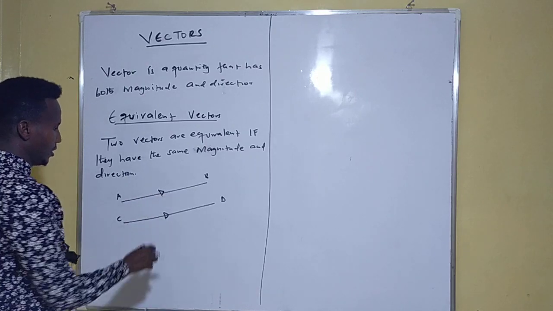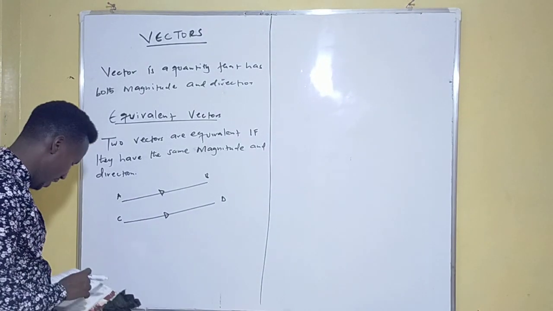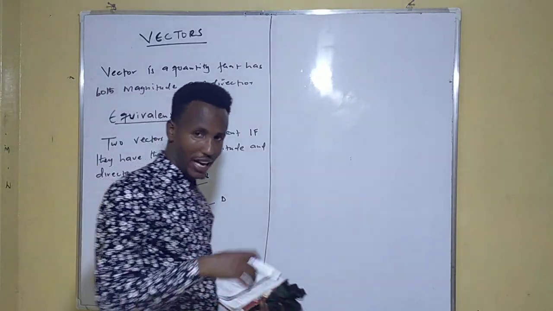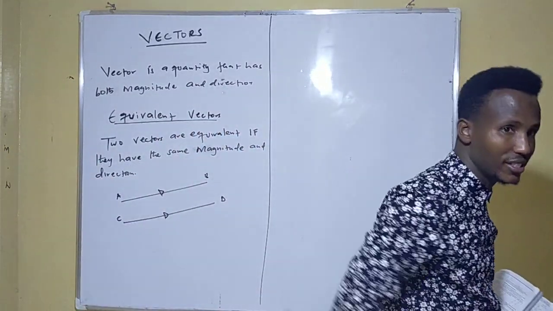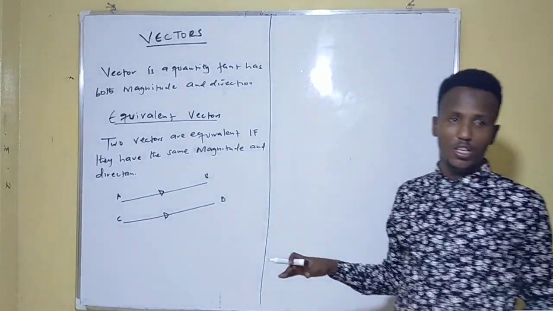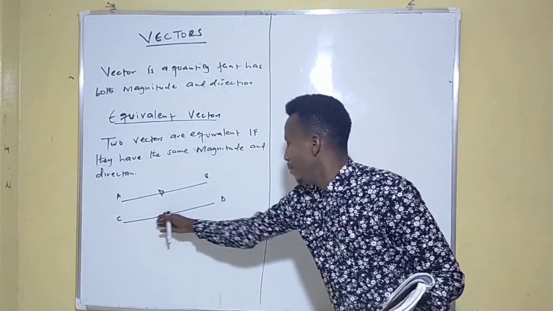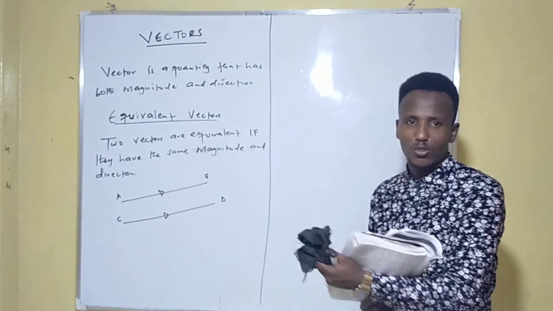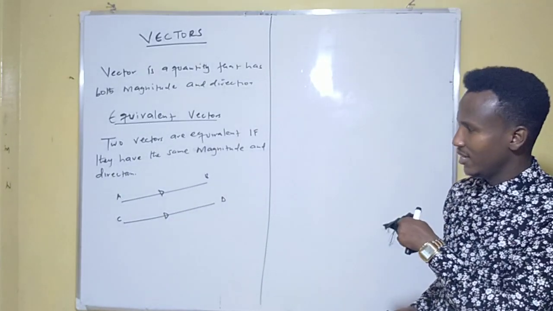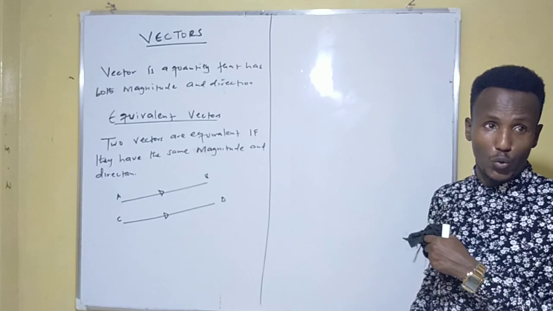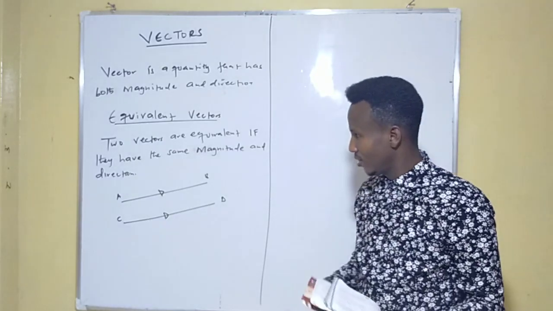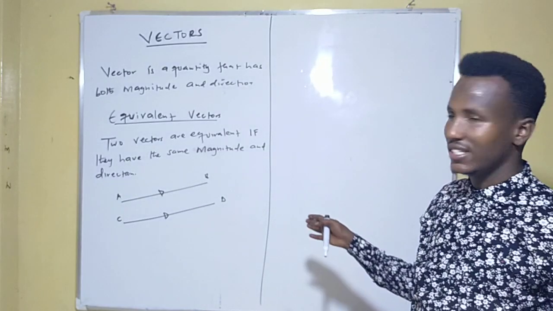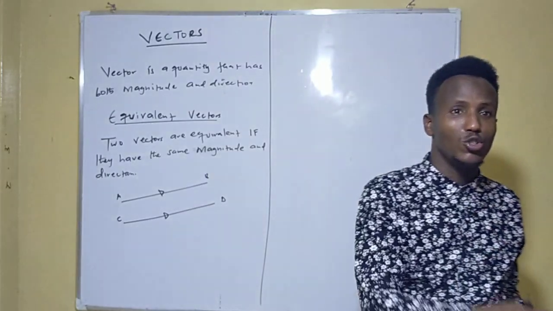These two vectors are equivalent because they have the same direction as well as the same magnitude, in terms of length. Just understand that. So these two vectors are equivalent or equal. Vector AB is equal to vector CD, because they have the same magnitude and direction.